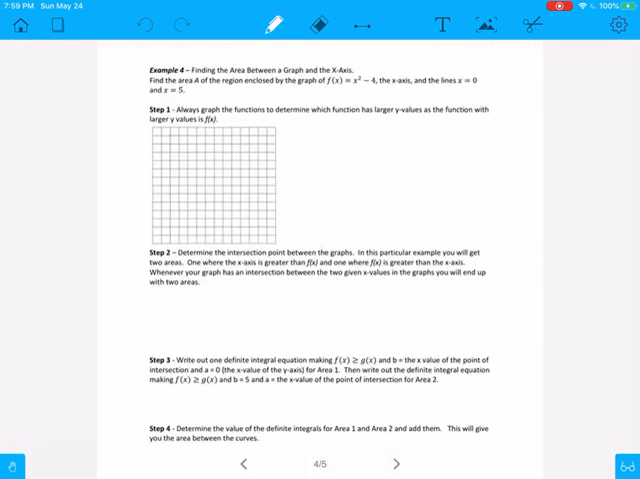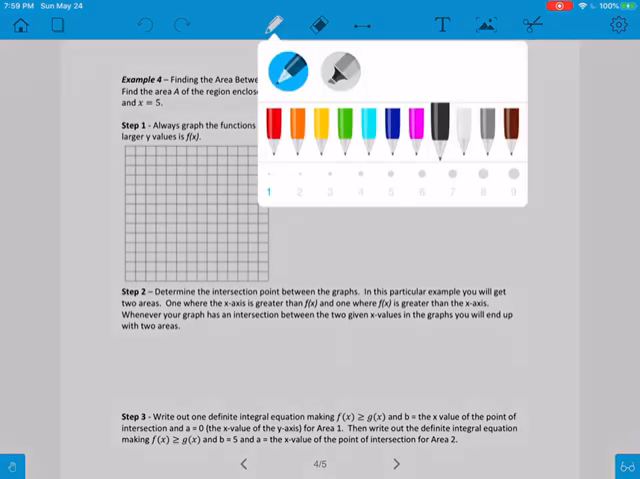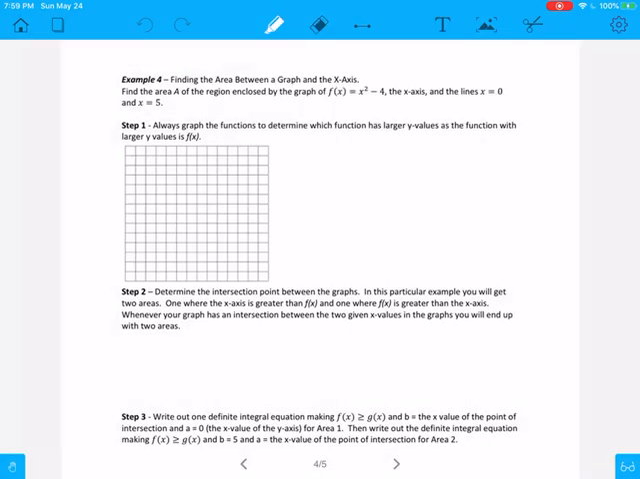Okay, so here we have finding the area of a graph and the x-axis. Find the area A of the region enclosed by the graph of x squared minus 4 and the x-axis.